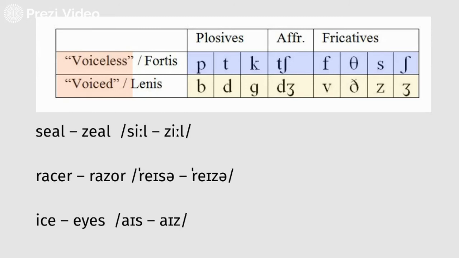In the minimal pair seal and zeal, the lenis fricative z in zeal retains its full voice in the word initial position. In racer and razor, the lenis fricative z in razor retains its full voice between two vowels, the diphthong and the schwa. And in ice and eyes, the lenis fricative z in eyes retains its full voice in the word final position.